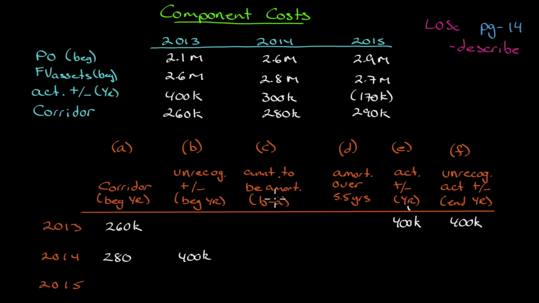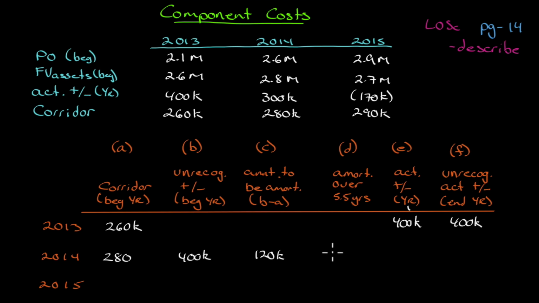What is the amount to be amortized? B minus A. 400 minus 280 is 120. Remember, what we're amortizing here is any amount of the unrecognized gain or loss in excess of the corridor, in excess of 10% of the greater of these two things. The greater was 2.6 million, which was 260,000. For the next year was 280,000. We had a beginning balance of 400. So during 2014, we're going to begin to amortize this 120,000.